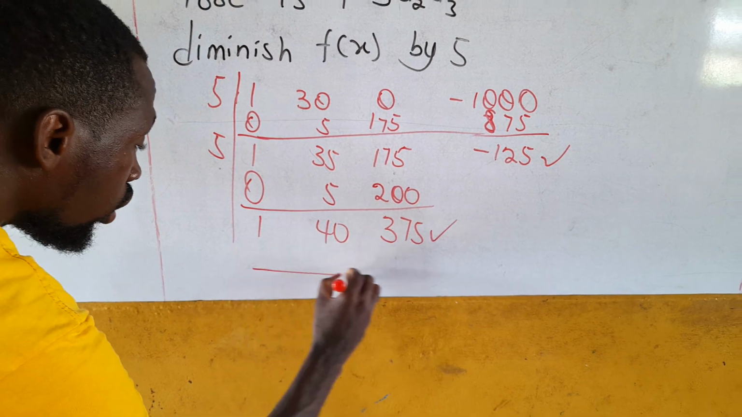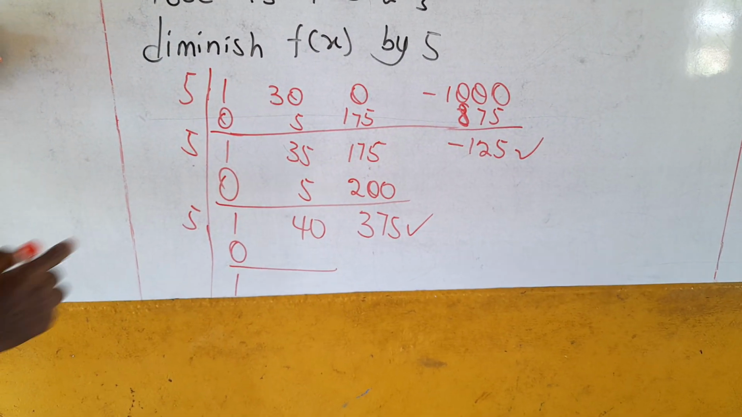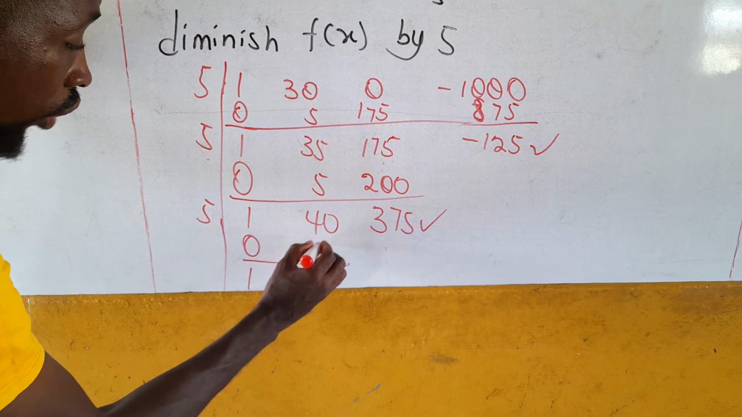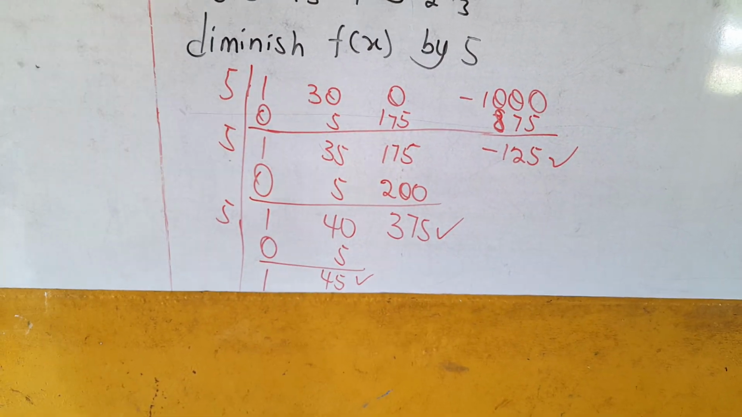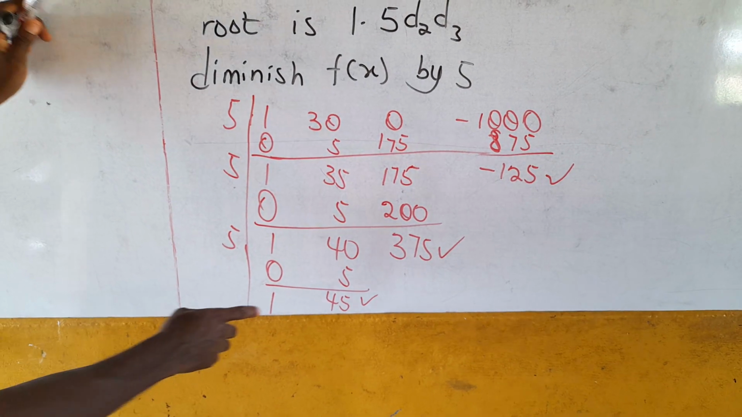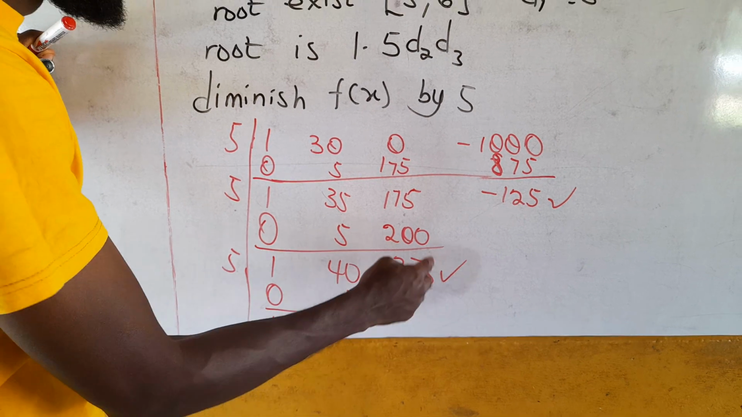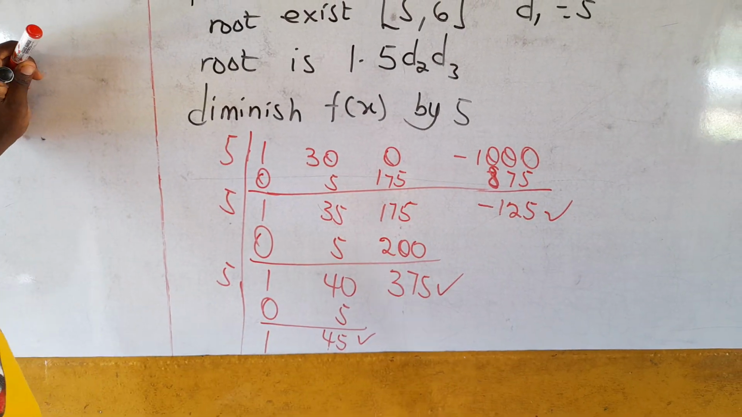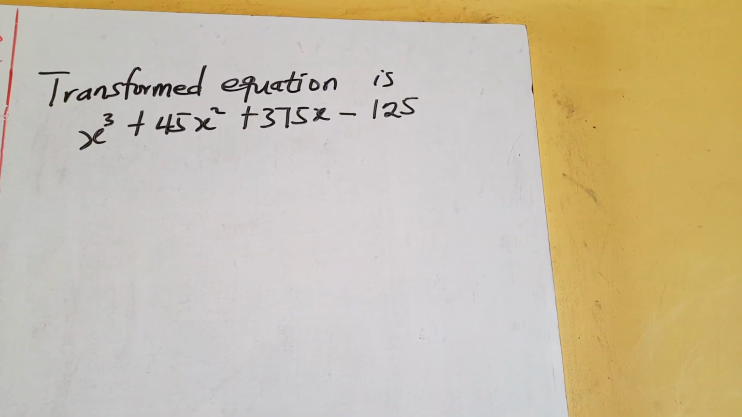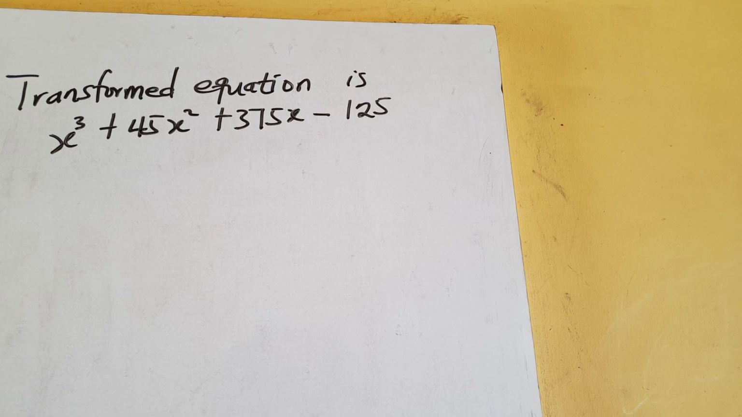The next one, 1 plus 90 is still 1, that's 0. 5 times this one will give us 5. 40 plus 5 will be 45. So our transform equation will be x cubed plus 45x squared plus 375x minus 125.